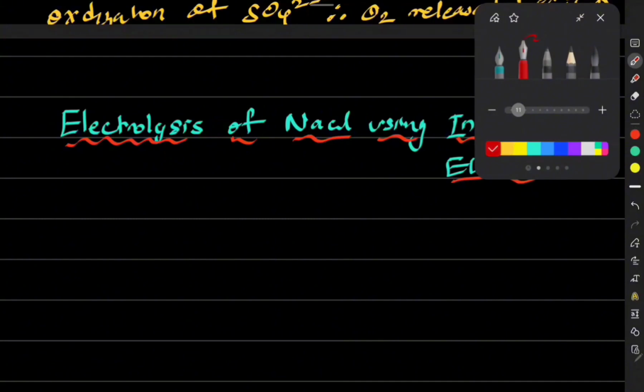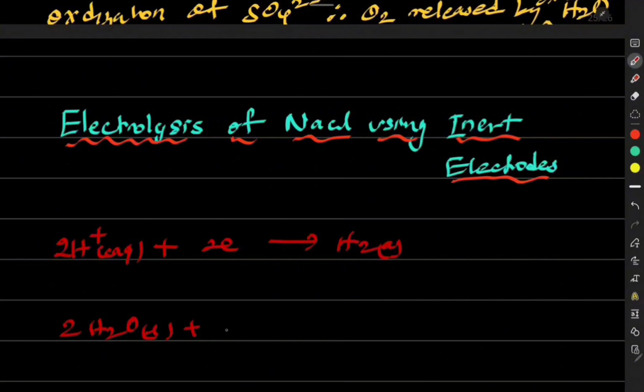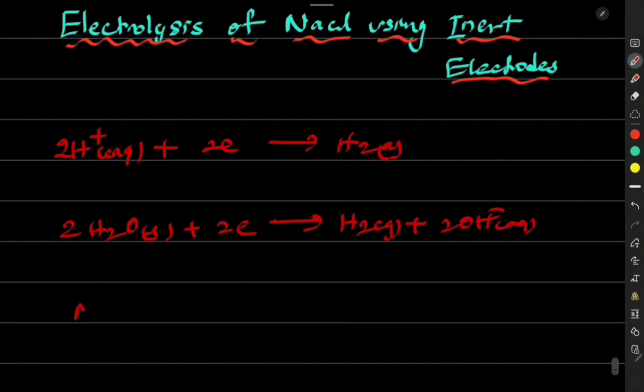Now let's look at the reactions of electrolysis of sodium chloride. First, H+ aqueous plus 2 electrons form H2 gas. The second reaction is 2H2O liquid plus 2 electrons forms H2 gas plus 2 OH- aqueous. The next one is Na+ aqueous plus electron forms Na solid.